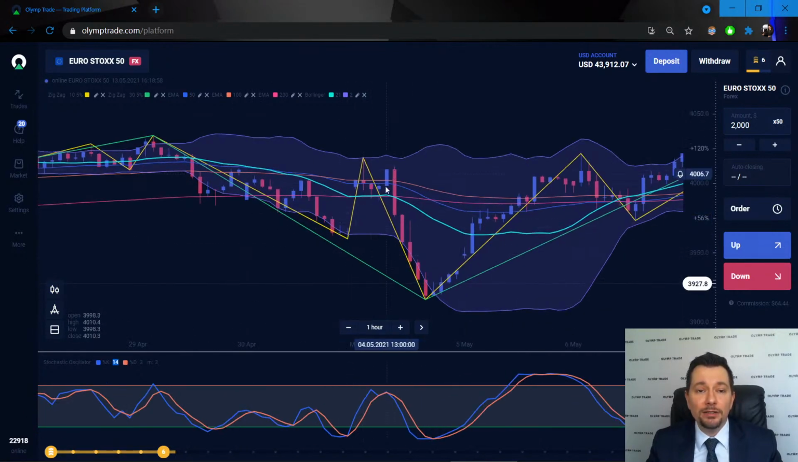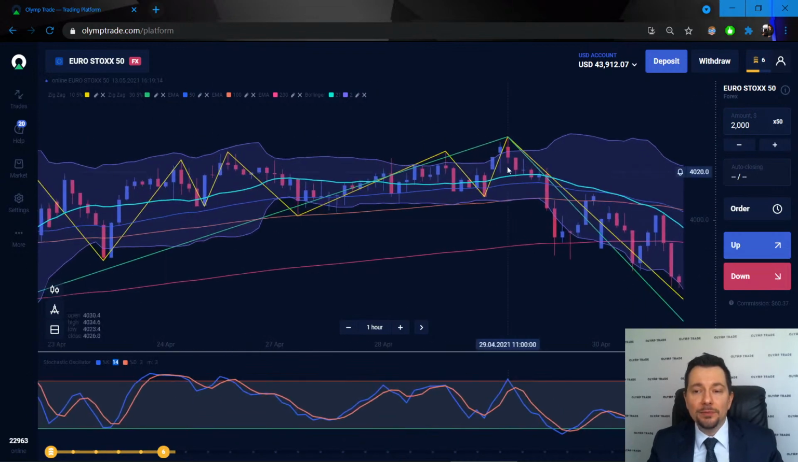So this would be a correction, I guess a retest of higher levels, and then this big red candle gives us that signal that we should sell. It can be something very subtle, like an engulfing candle like this or like this, but that's precisely what we're looking for.